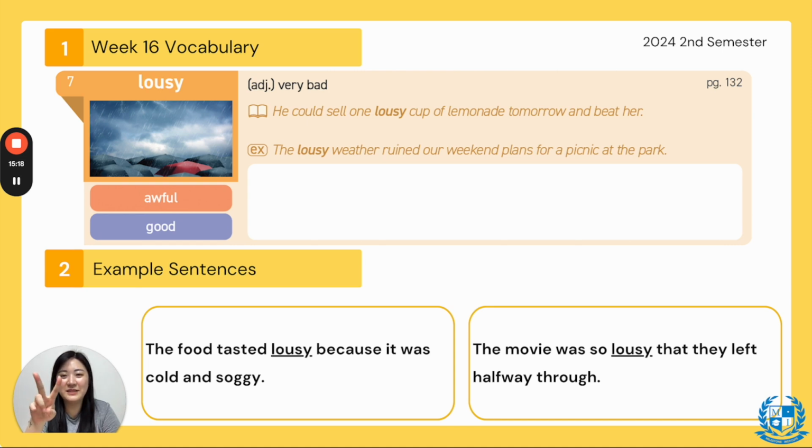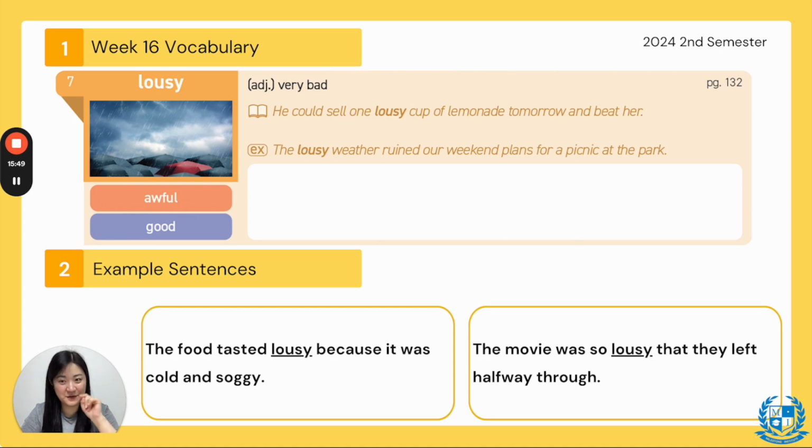1, 2, 3. The lousy weather ruined our weekend plans for a picnic at the park. So that means what? If we had lousy weather, it was probably raining, thunderstorming, windy, so that we could not have a picnic. Ooh, lousy. Over here, it says the food tasted lousy because it was cold and soggy. Blech. I do not want lousy food.